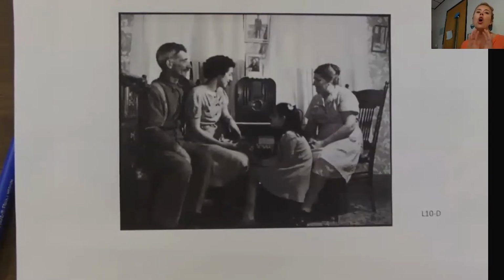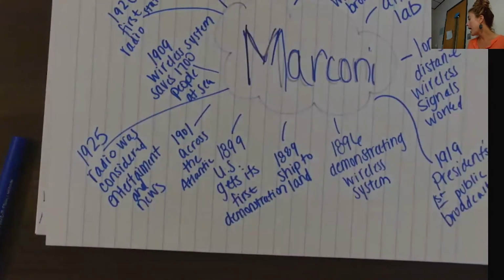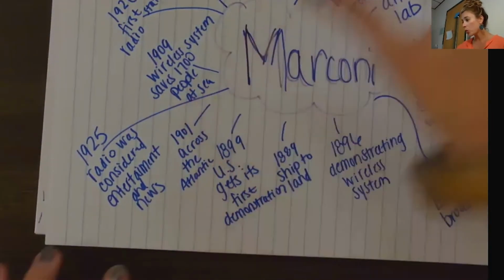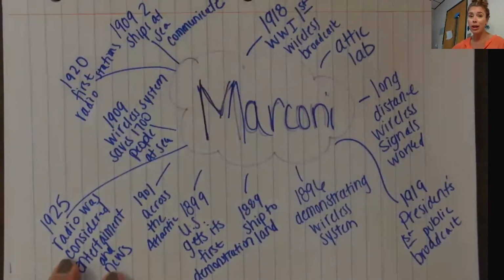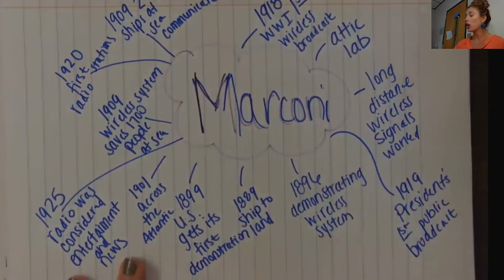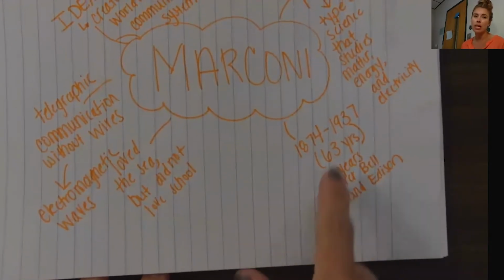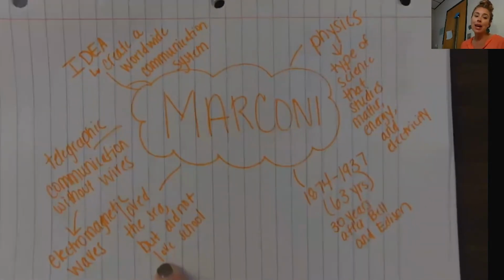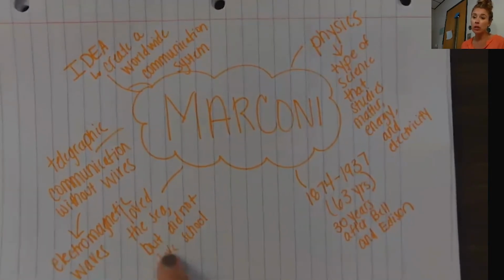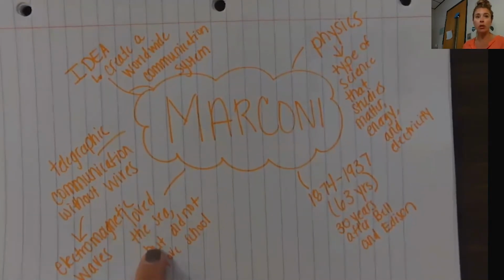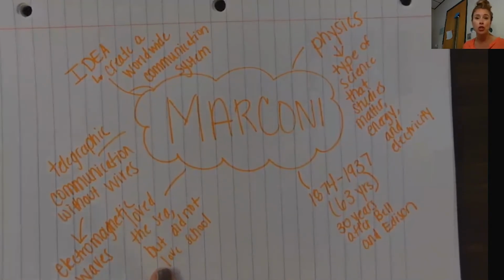I want to look over all of our notes about Guglielmo Marconi. Wow, we have so much. We've got this graphic organizer. I see that Marconi was born 30 years after Mr. Bell and Thomas Edison. I also see that he loved the sea, but he did not love school, but loving the sea would be important later on in life. I noticed that he really had a good interest in science and electricity.